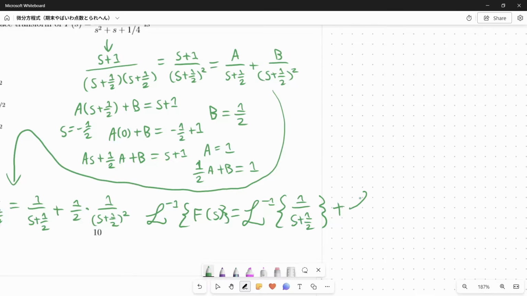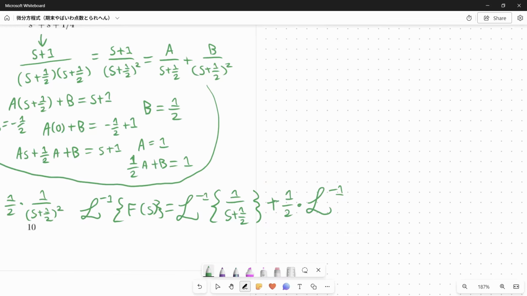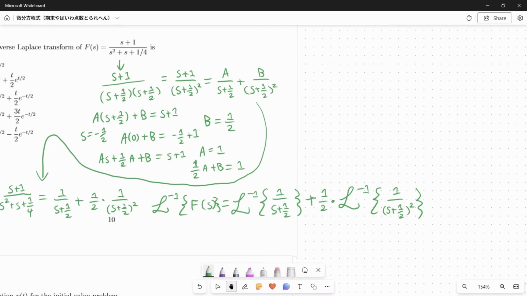plus the inverse Laplace transform of 1/2 times the inverse Laplace transform of 1 over s plus 1/2 squared, like this. And so now that we've split it up as much as we can, now we can start to evaluate our inverse Laplace transforms and just start comparing to the table.